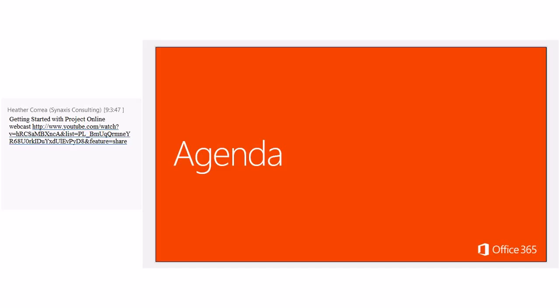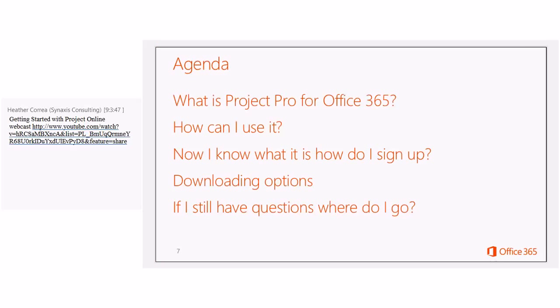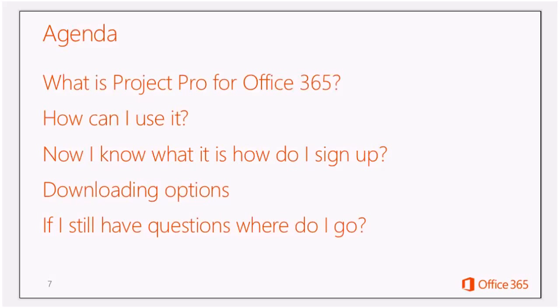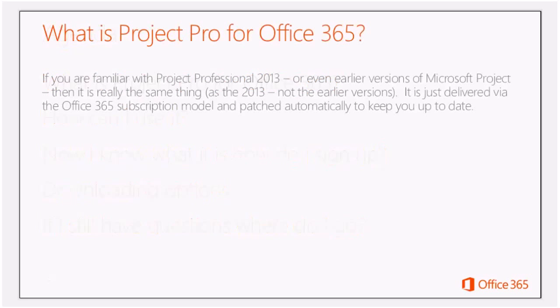Okay, so here's our game plan. Here's what we're going to cover. We're going to talk about what is Project Pro for Office 365 and how to use it. We're going to go through the sign-up process because that seems to be a question that comes up a fair bit. We'll look at some downloading options for those of you who are interested in getting it deployed, or if you have issues with getting it installed via the click-to-run options. And then we'll also cover the FAQ sections a little later after that. And then we'll talk about questions and where to go further from here.